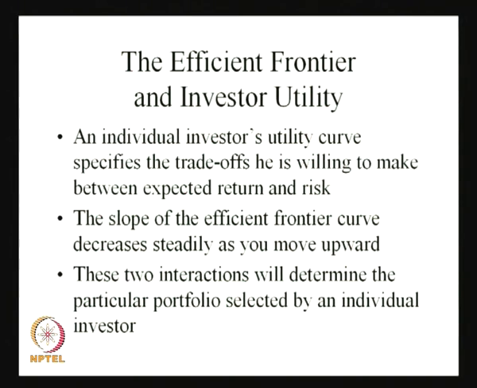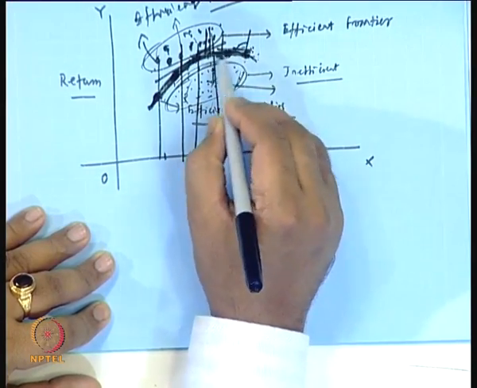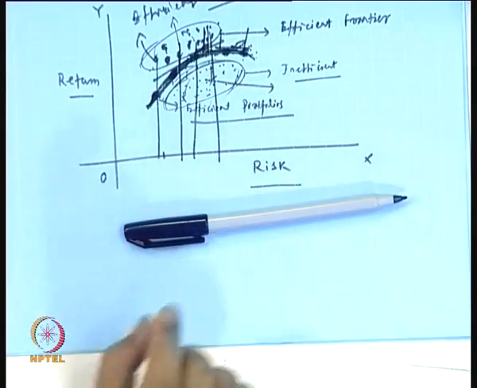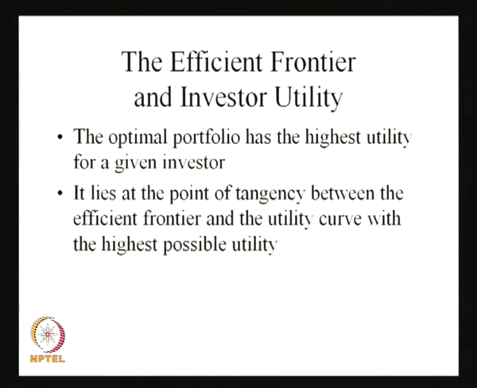The slope of the efficient frontier curve decreases steadily as you move upward. Definitely, whenever you move upward, you will find that the slope of this frontier curve goes down, because these are the different slopes we always calculate. This slope goes down over a period of time, and these two interactions will determine the particular portfolio selected by an individual investor. It will be more clear if you see the graph or the curve we can draw.